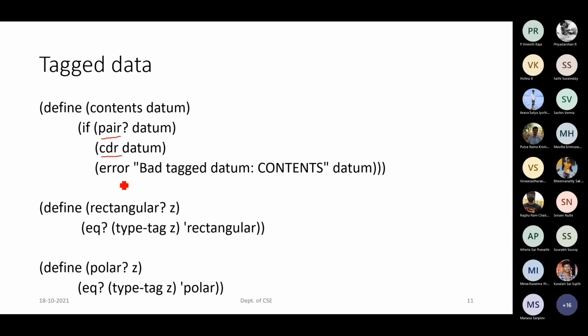Okay. And now these two, the type tag and the content, whatever we have discussed, are just the selectors. And the first one is the constructor. Now we shall discuss the supporting procedures, which we can use for the procedures we discussed in the last class, to inculcate this new way of representing the data type.